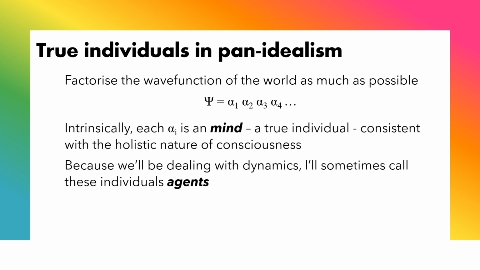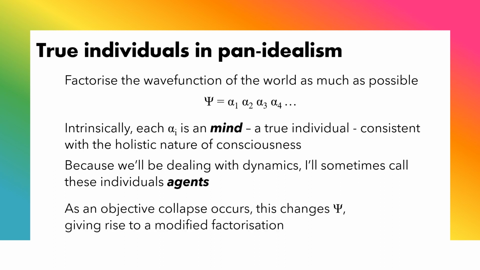Intrinsically, each alpha i is a mind, a true individual, consistent with the holistic nature of consciousness. And because we'll be dealing with dynamics, I sometimes call these individuals agents. As an objective collapse occurs, this changes psi, giving rise to a modified factorization. We'll look at this in detail next.